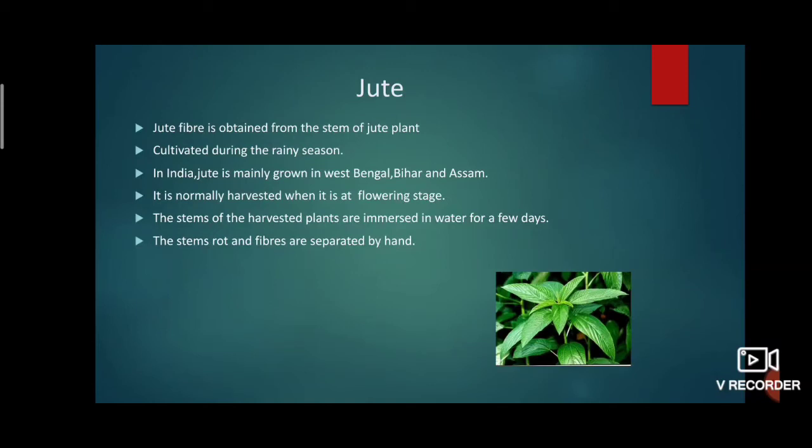Jute fiber is obtained from the stem of the jute plant. It is cultivated in the rainy season. It is grown in West Bengal, Bihar and Assam. It is harvested in the flowering stage.